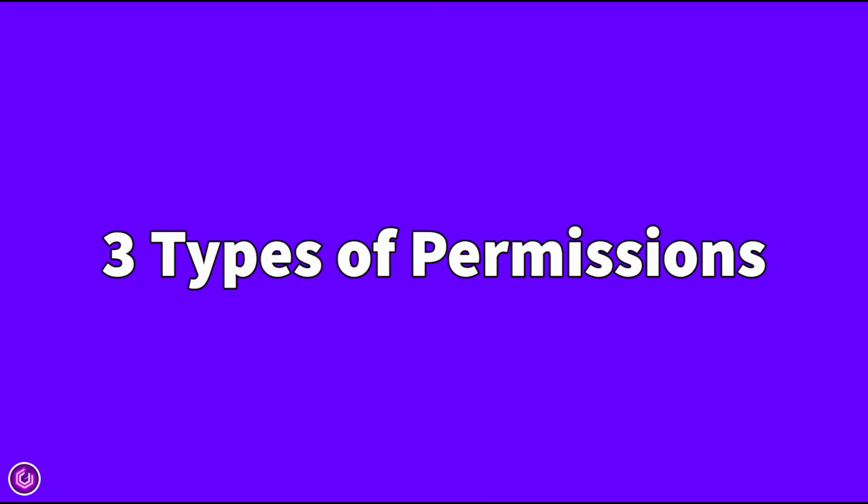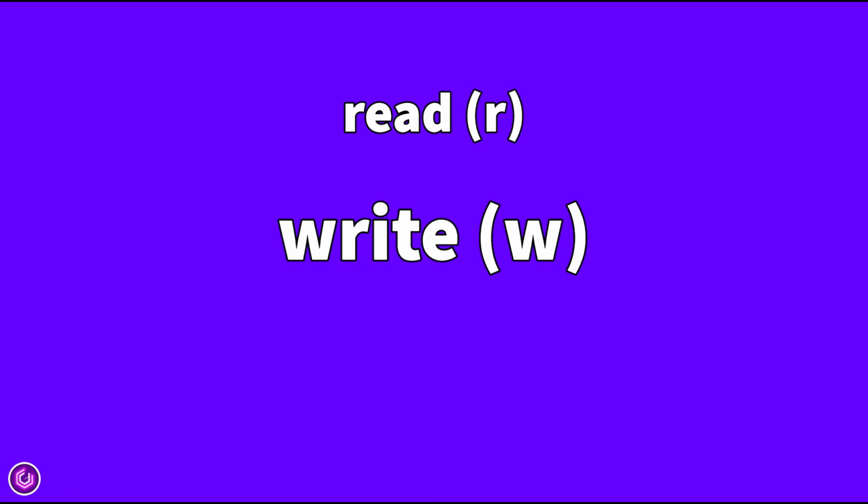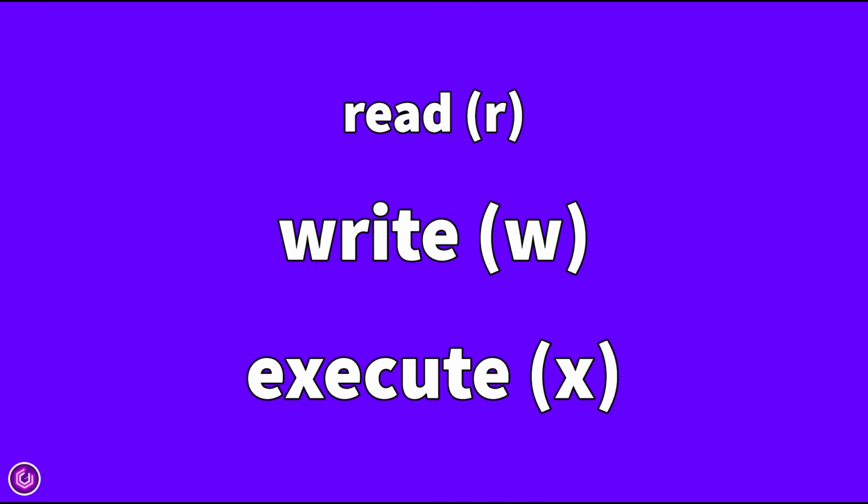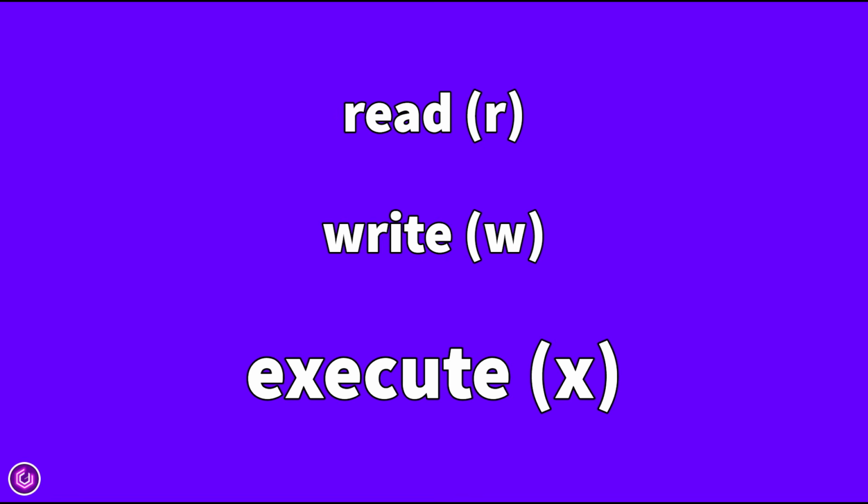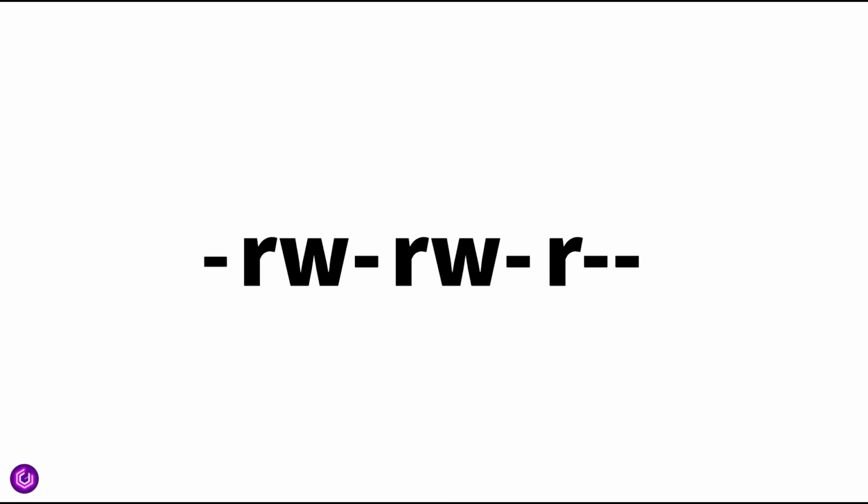These are as follows. Read, which views the file. Write, where you can edit the file. And execute, where you can run the file as a program. And these permissions apply to 3 groups of people. The owner, the person who owns the file. The group, the permissions for the group who owns the file. And others, all the other people who have access to the file.